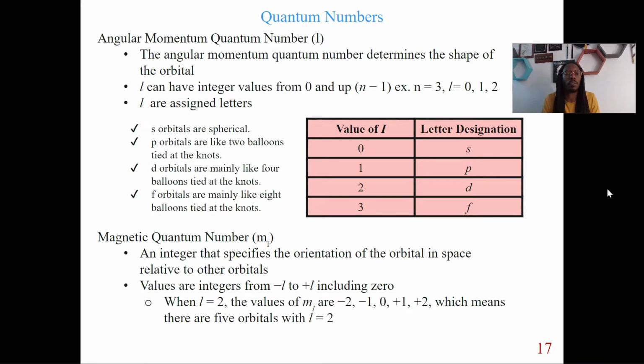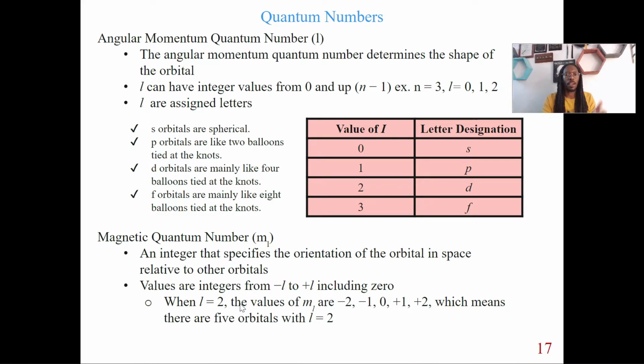So the next quantum number is our magnetic quantum number. Basically, how you want to think about this, this definition tells you the orientation of your orbital. All you need to understand with this is that it's going to tell you how many orbitals are in that sublevel. So for instance, let's go back to if our L is 2. Say our principal quantum number is 3 and our angular momentum number is 2.